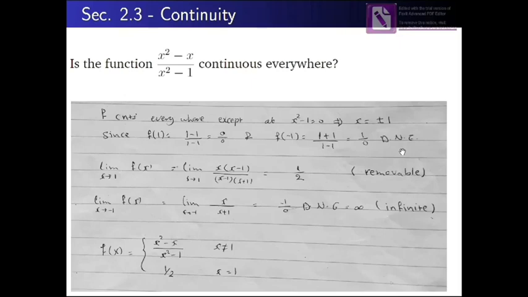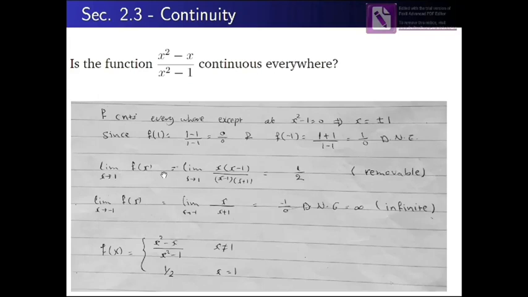Then if you want to know the type of discontinuity, first we need to find the limit as x approaches 1 and as x approaches minus 1. Then we will know the type of discontinuity.